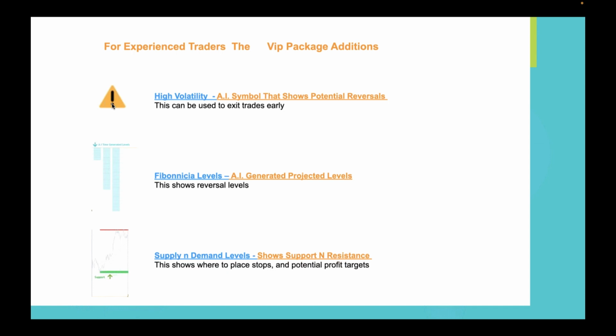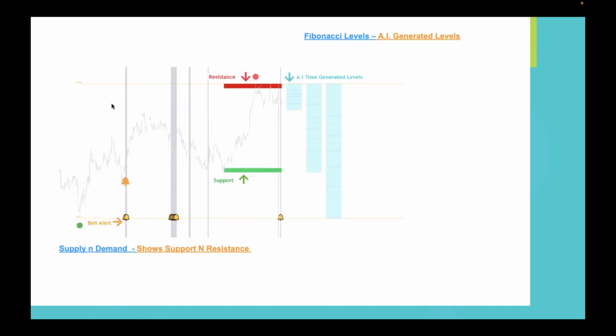After you successfully use the Pro versions, you're allowed to upgrade to the high volatility, the AI symbol that shows potential reversals, and this can be used to exit trades early. Then you also have the Fibonacci levels, the AI-generated projected levels that show future reversal levels. And then the supply and demand levels show support and resistance, and where to place stops and potential profit targets. This will be allowed to people who have the Pro version, but not yet.